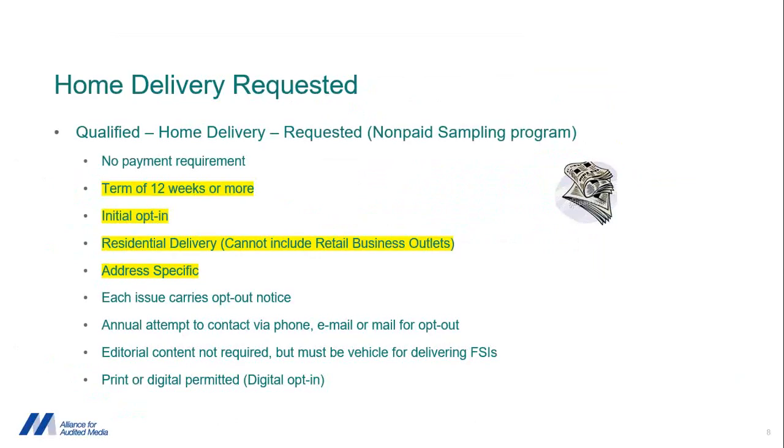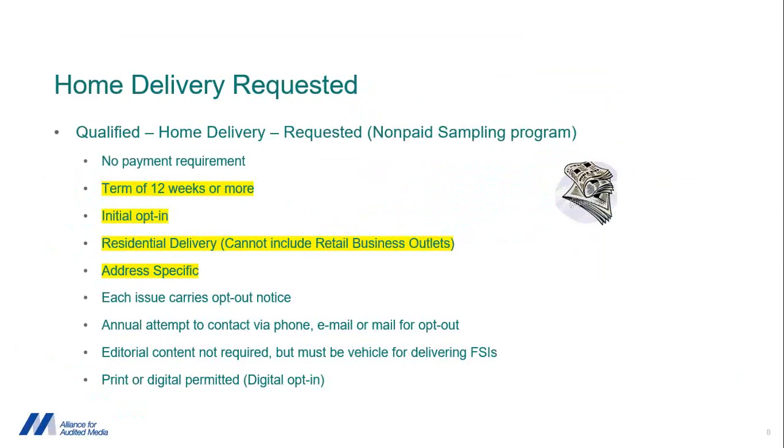Also, each issue of the publication will have an opt-out notice. So at any point in time, that consumer can choose not to have the paper delivered to them. If it is an ongoing sampling program, so it's a year-round sampling program, there has to be an annual attempt to contact the consumer to verify that they still want to receive the paper. Also, you can have affiliated publications be part of home delivery requested. So editorial content is not necessarily required, but it does have to be a vehicle for your FSIs, which are your freestanding inserts. It has to be a product that's known in the marketplace and that has your coupons included.